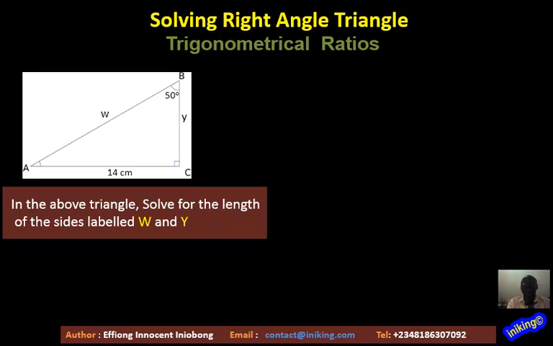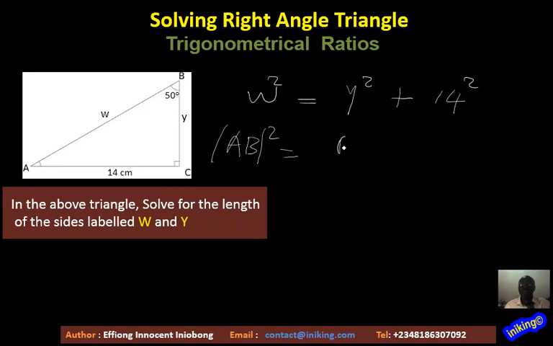At first I asked myself, why can't I just apply my Pythagoras? After all, I know Pythagoras simply says that the hypotenuse square, which is W square in this case, is equal to what? The sum of the squares of the other sides. The other two sides are Y square plus 14 square. Of course, the hypotenuse is AB, which is where I get my W from. Y is what? BC, which is the length of one of the two sides. And then my 14 came out from what?